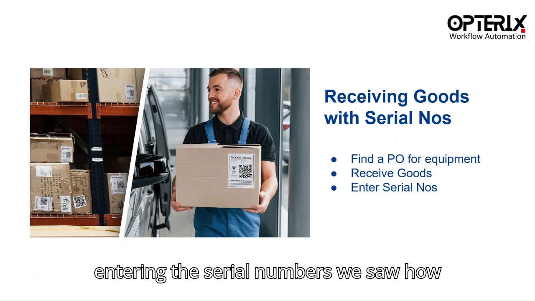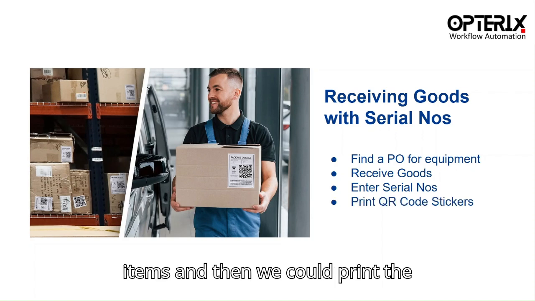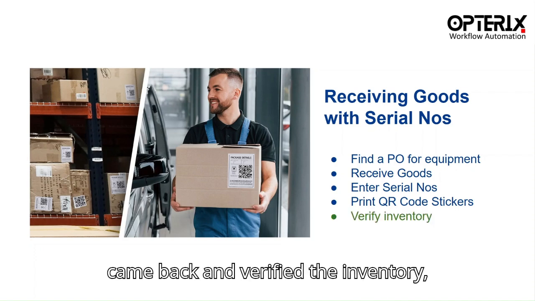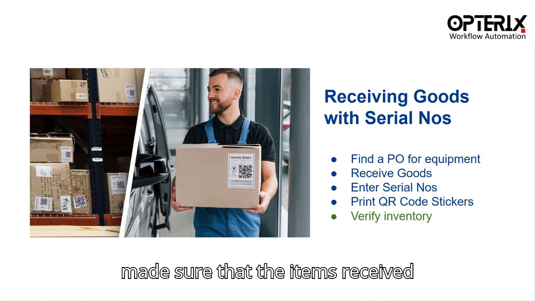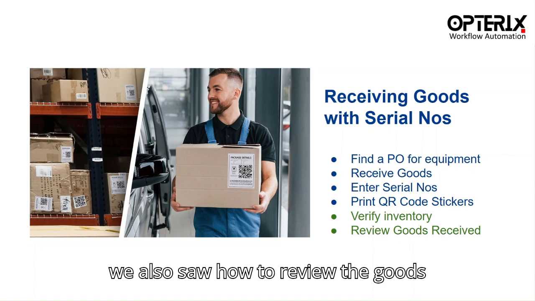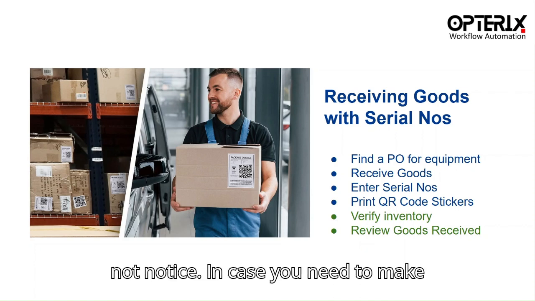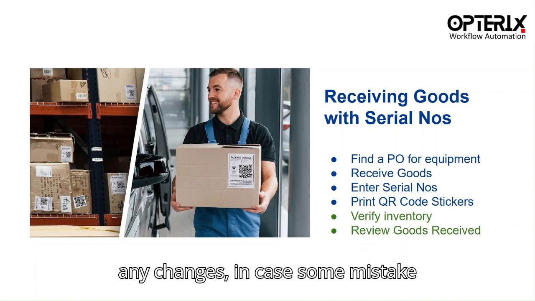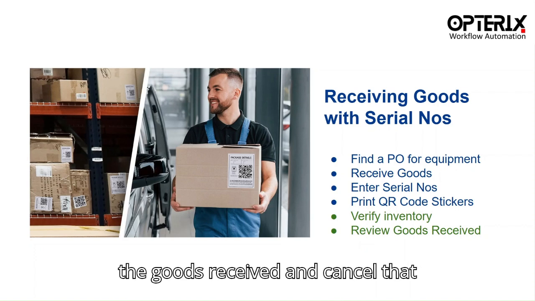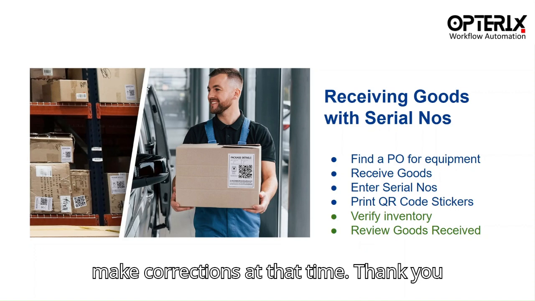So after entering the serial numbers, we saw how the QR code was generated for each of the items, and then we could print the QR code stickers. Finally, we came back and verified the inventory, made sure that the items received were reflecting in the inventory, and we also saw how to review the goods received. And this is important because there is a cancel button in case you did not notice. In case you need to make any changes, in case some mistake happened, that is where you go back to the goods received and cancel that, and then you can enter again or you can make corrections at that time.